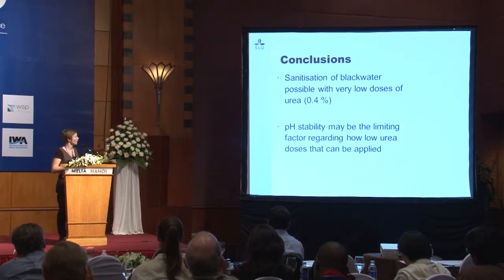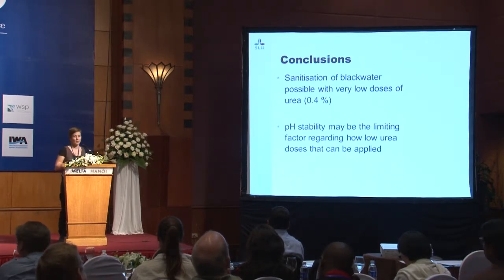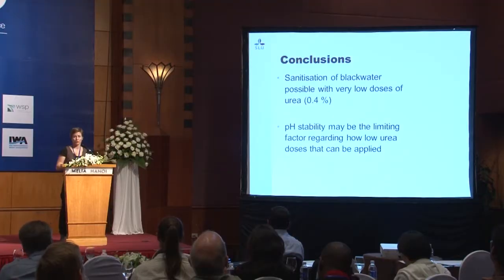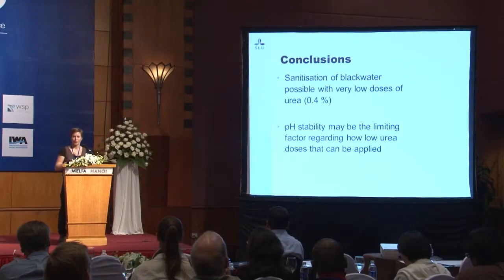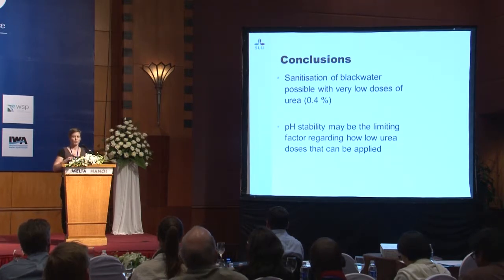So, the major conclusion is that at this temperature, it's possible to sanitize with quite low doses of urea, 0.4%. And that, of course, minimizes the cost. And probably the pH stability will be the limiter on how low you can go in urea addition. But it's also worth mentioning that it's quite a diluted material. If you have a fecal sludge with a high dry matter content, probably you need more to achieve the pH you want.